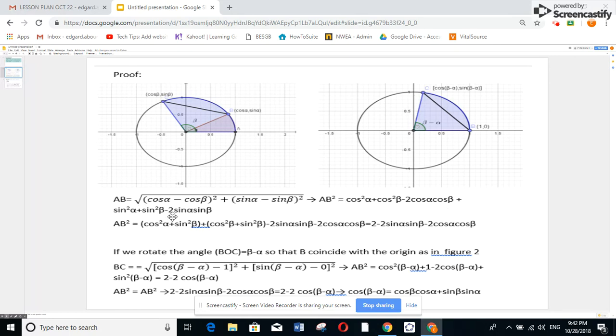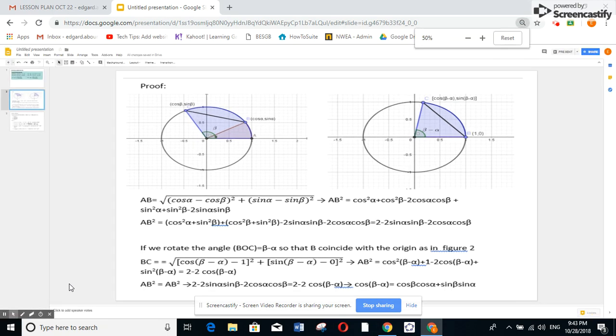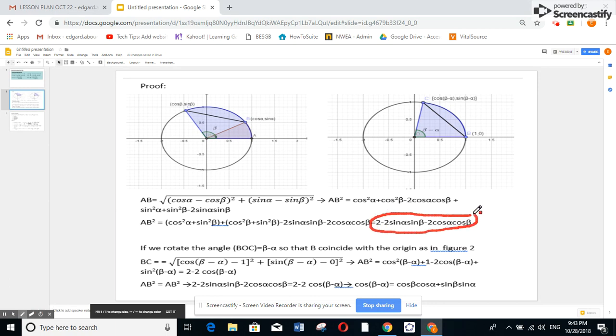But we know that cosine squared alpha plus sine squared alpha is 1, and cosine squared beta plus sine squared beta is 1. So at the end, we're going to get this formula, this answer. If I rotate this triangle so that it starts at A, we said this is alpha and this is the whole beta, so the angle in this triangle will be beta minus alpha. I want to rotate it so that the two triangles are isometric, they are the same.